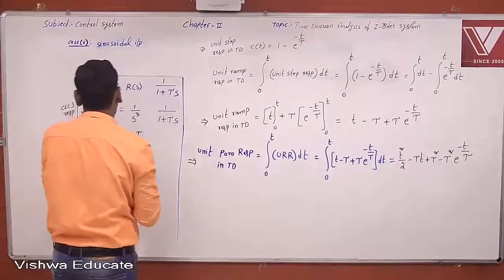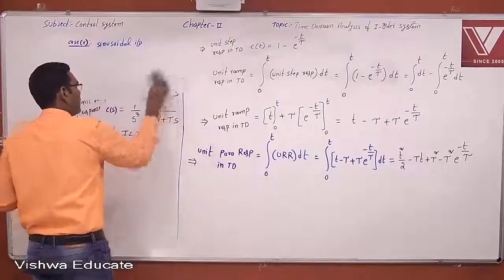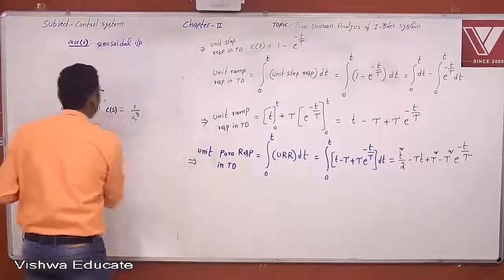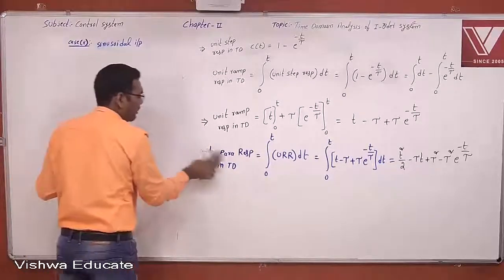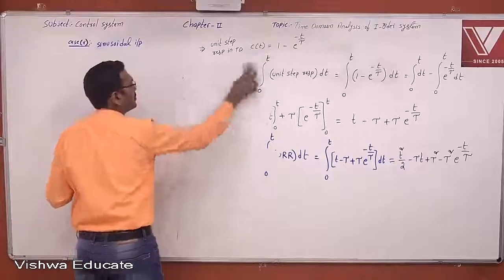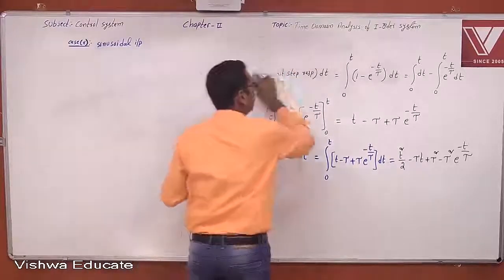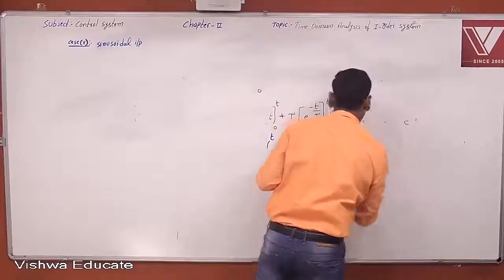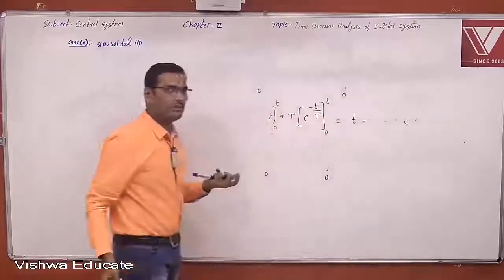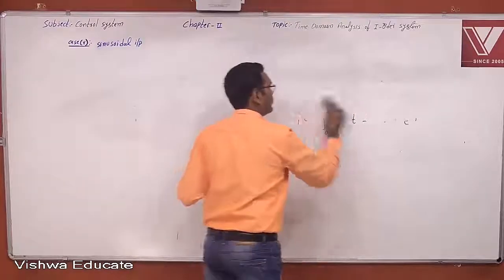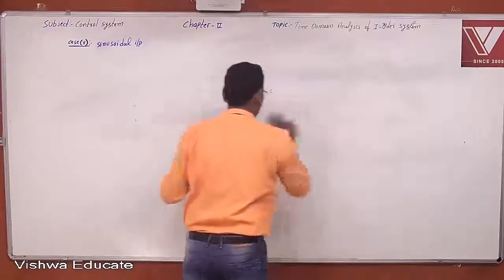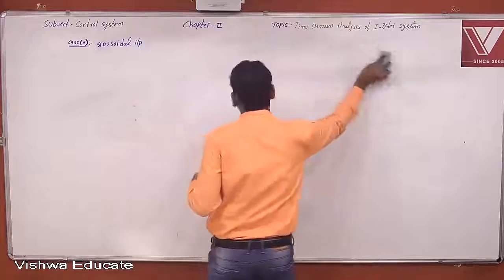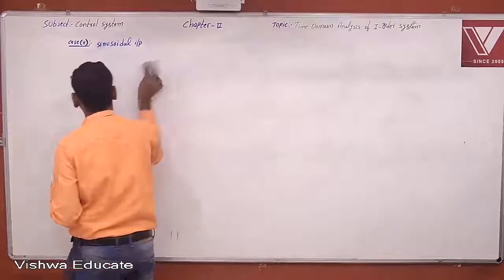Now students, whenever a sinusoidal input is given to a system: if you give a ramp input, you get a ramp response; step input, step response; parabolic input, parabolic response; impulse input, impulse response. Similarly, for a sinusoidal input, what will you get? A sinusoidal response. Definitely we are expecting a sinusoidal response. But what changes may you observe here?